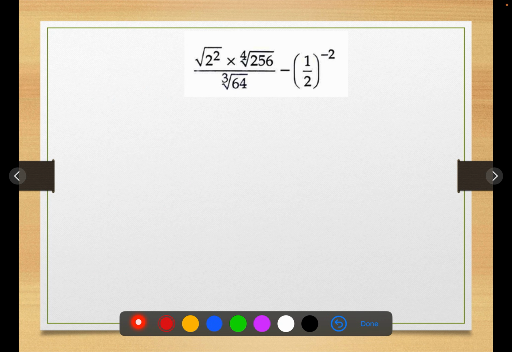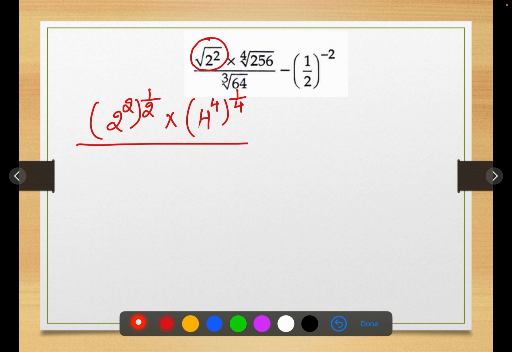Next, here there are multiple numbers, so let's go with them one by one. Can I observe that this turns 2 directly, because this is 2 to the power 2 to the power 1 by 2. I am removing all the nth roots and writing them as fractional indices. Now 256 can be written as 4 to the power 4, and 1 upon 4 upon 64, again 4 to the power 3, 1 upon 3. I have not chosen the prime factors. I have converted them according to their nth root.